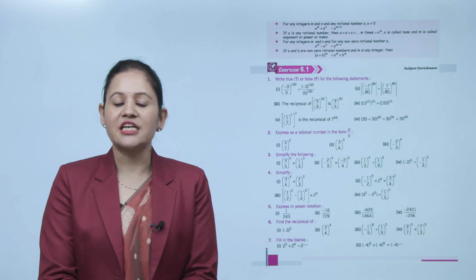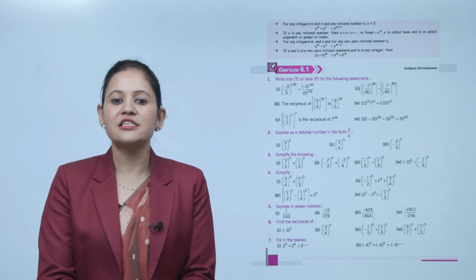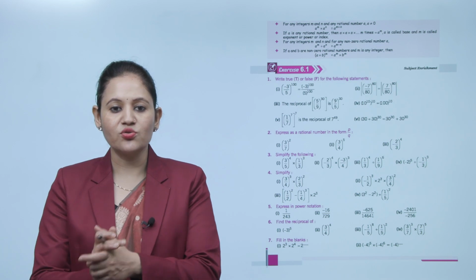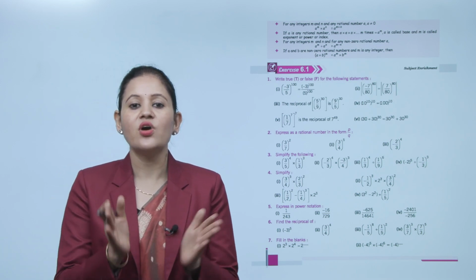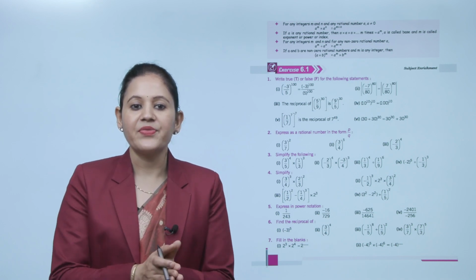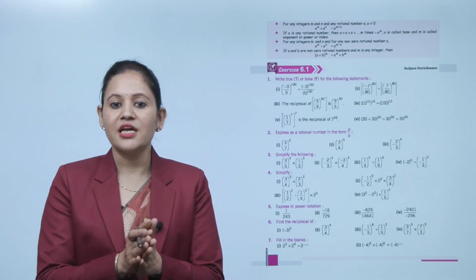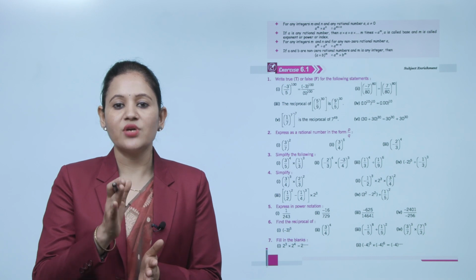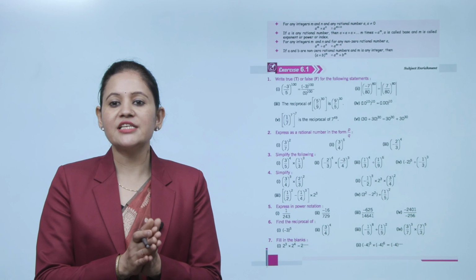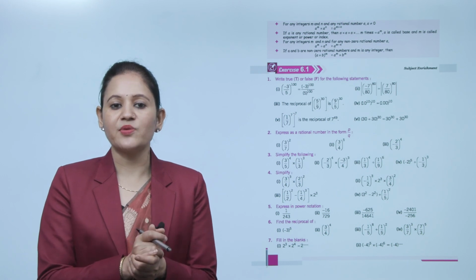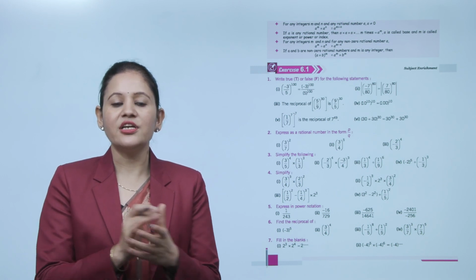For any integers m and n and any non-zero rational number a, a to the power m multiplied by a to the power n is equal to a to the power m plus n. If a is a rational number, then a multiplied m times is equal to a to the power m. a is called the base, and m is called the exponent, or the power, or the index.